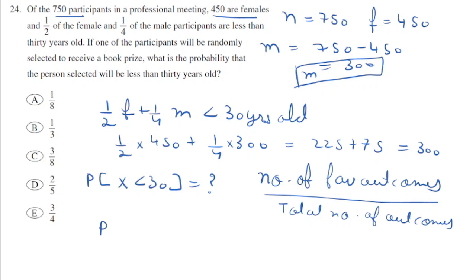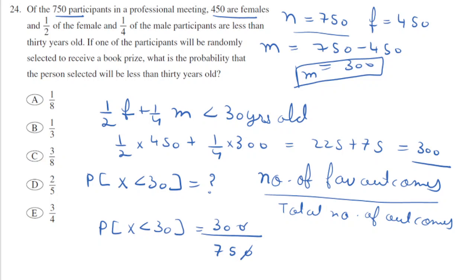Okay, so then in this case, the probability that a randomly selected person is less than 30 years old is equal to number of favorable outcome. In this case is 1/2 of female population plus 1/4 of male population, which we solved as equal to 300. And we know that the total number of outcomes is equal to the total number of participants, which in this case is equal to 750.